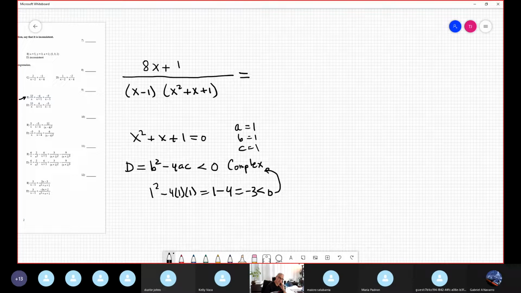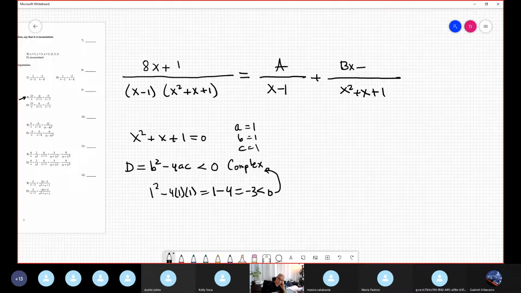Then we have two pieces. The first piece is the real part, non-repeated, nice. And the second part is the irreducible quadratic. In the real part, you get a letter A, only one. And here, a binomial, Bx plus C.